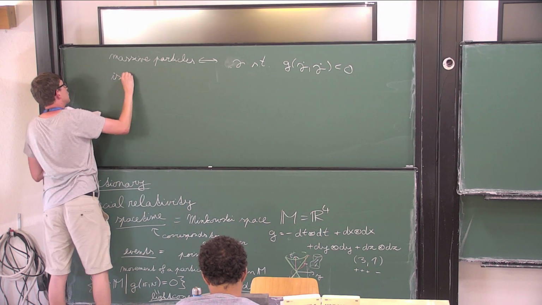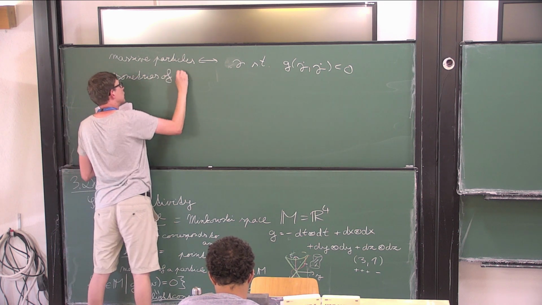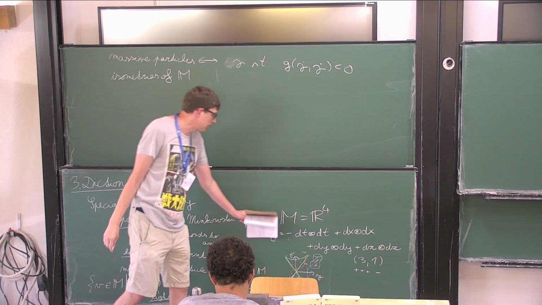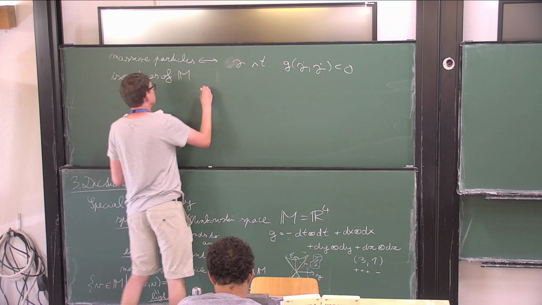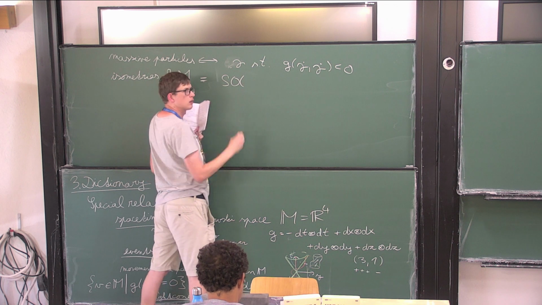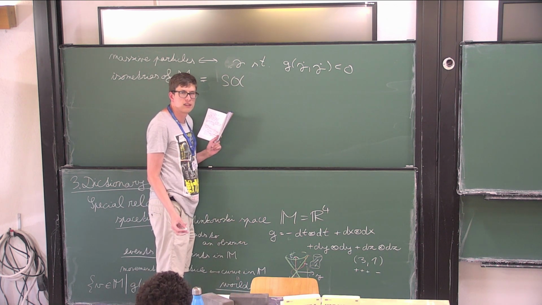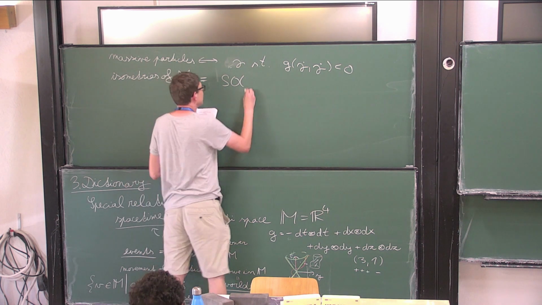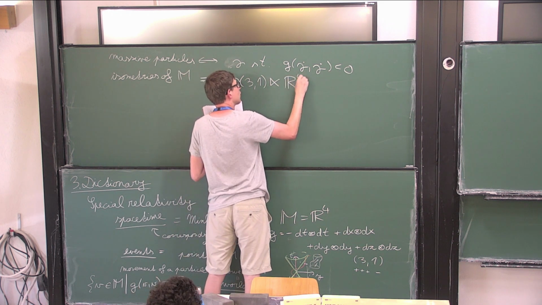Isometries of M. So you can check what are all possible diffeomorphisms of this space that preserve the metric. And this turns out to be the group SO(3,1), or 1,3? They're isomorphic. Okay, let's say SO(3,1) semi-direct product with R^4.